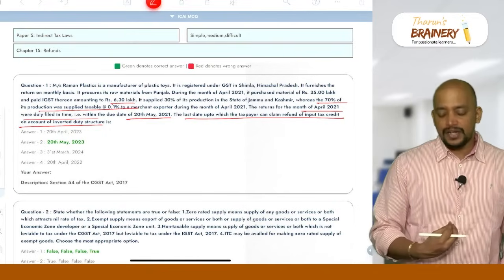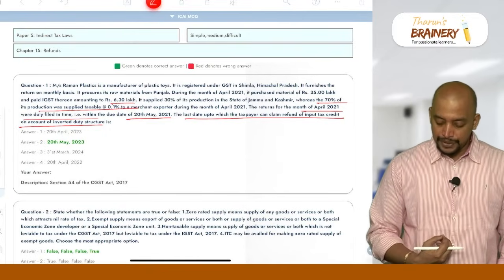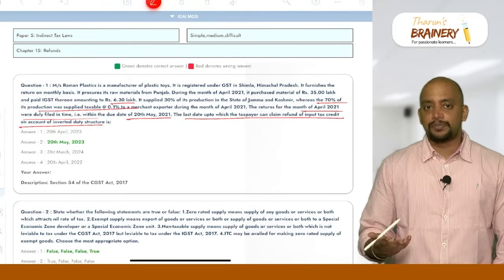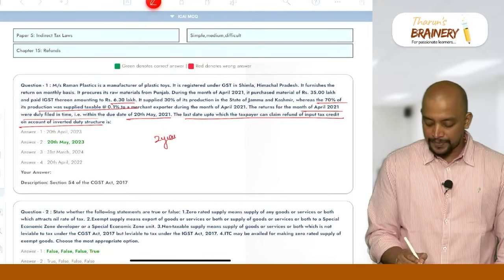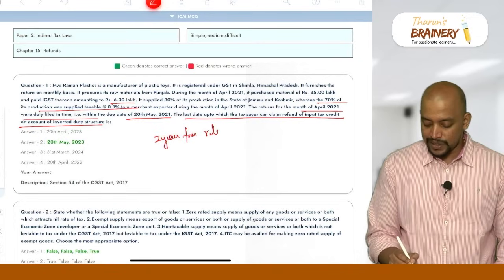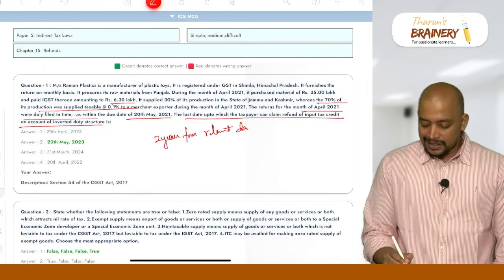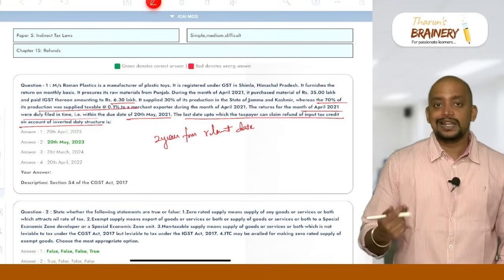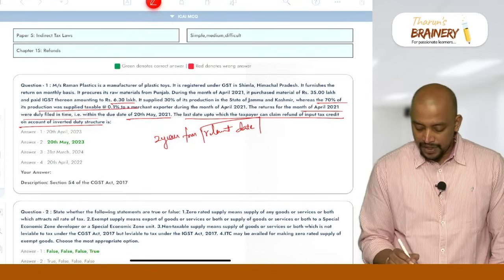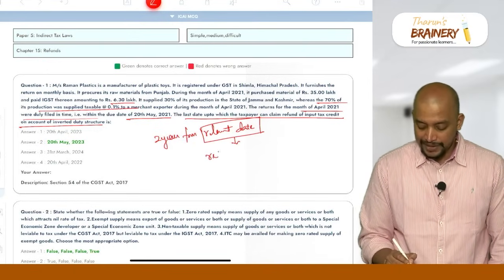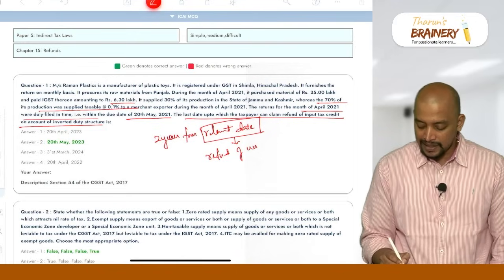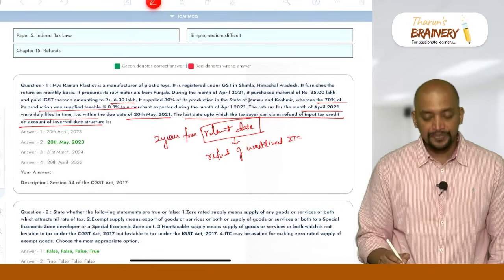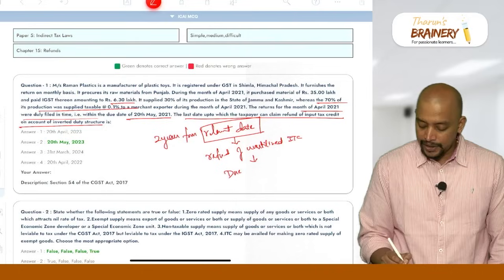So in case of refund of ITC on account of inverted tax structure, what is the time limit for making a refund application? 2 years from the relevant date. What is the relevant date? The relevant date in case of refund of unutilized ITC on account of inverted tax structure is the due date of GSTR 3B.